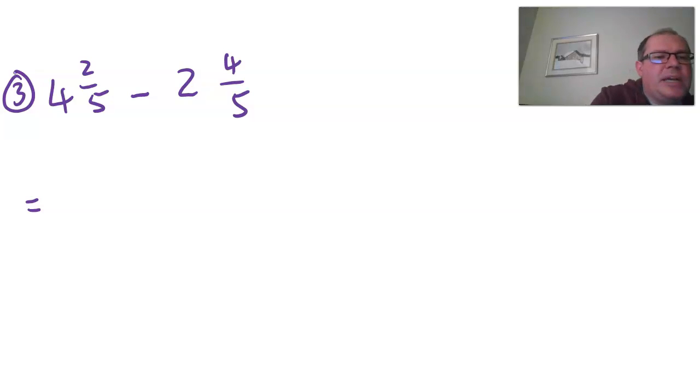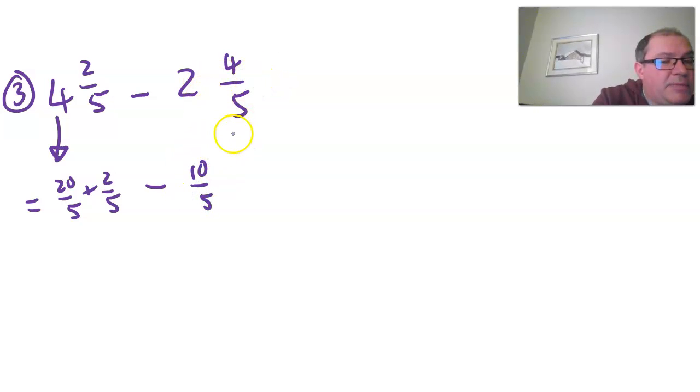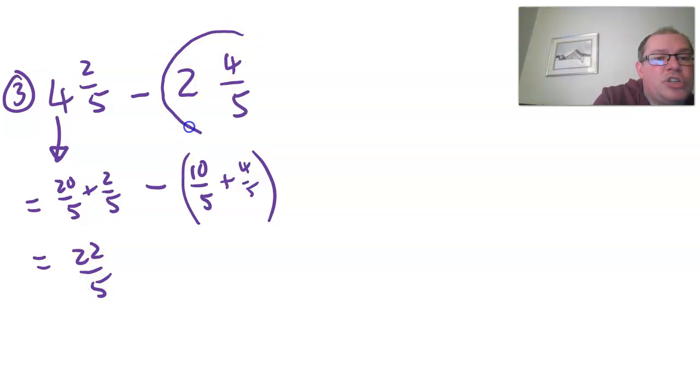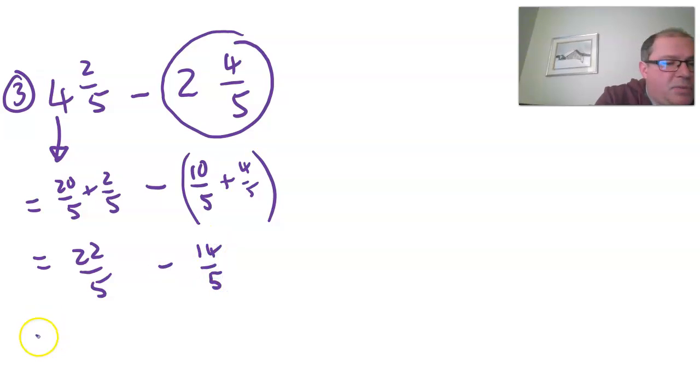So what I'm going to do is 4 and 2/5 I'm going to write as over 5. So 4 is 20 divided by 5. I'll show all the working. So 4 is 20 divided by 5, and I've got 2/5. Minus 2 is 10 divided by 5, because 10 divided by 5 is 2, and then I've got an add 4/5 there. So I'm changing the 4 and 2/5 to 22/5, and I'm changing the 2 and 4/5 to 14/5. And you can do that in your head if you want, that's fine.